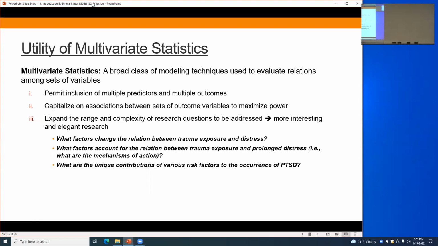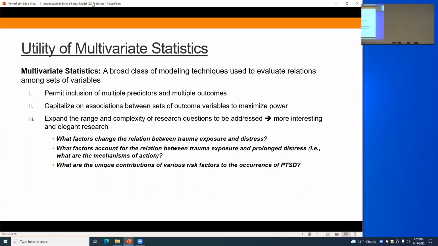Okay, so instead of asking just what's the relation between trauma exposure and distress, I can start to ask what factors start to change the nature of that relation. Right? Is the relation between trauma severity and PTSD going to be the same always and forever for everybody in the universe? Probably not. There's probably a whole lot of individual difference factors that are going to change the strength of that relationship, right? And if that's the question we're asking, what type of question are we asking there?